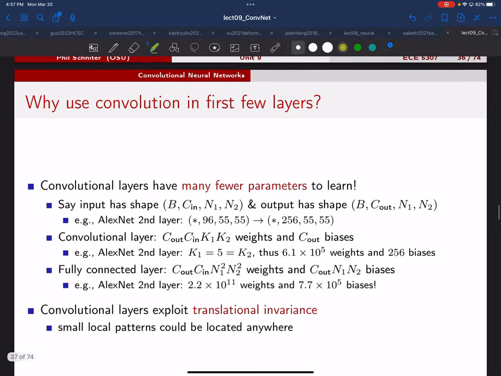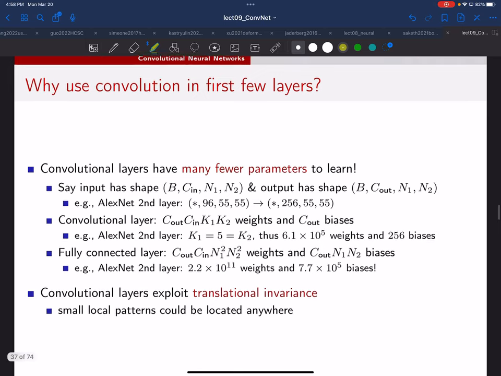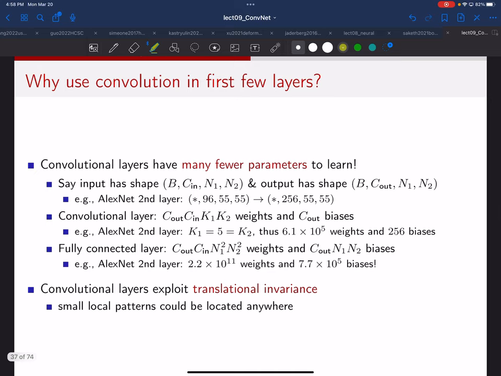All right, so let's talk about why we are doing convolution. Why not just do dense layers everywhere? A lot of it has to do with the fact that convolutional layers are much more efficient. If you count the number of parameters or the number of multiplies you have to do, they're orders of magnitude more efficient. So let's look at just an example.